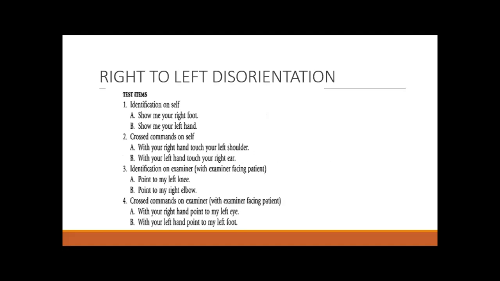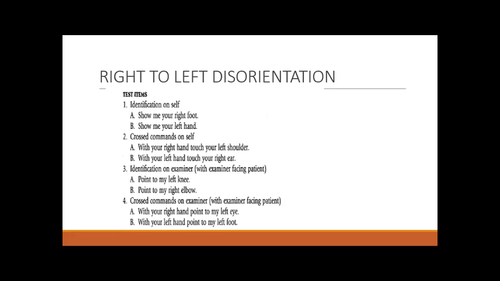Next, we'll talk about right-left disorientation. For this test, there are 4 points in it. First, we check the patient's identification on self. So we command the patient, like, show me your right foot or show me your left hand. Then we do cross commands on self. Like, we ask the patient, with your right hand, touch your left shoe, or with your left hand, touch your right ear.